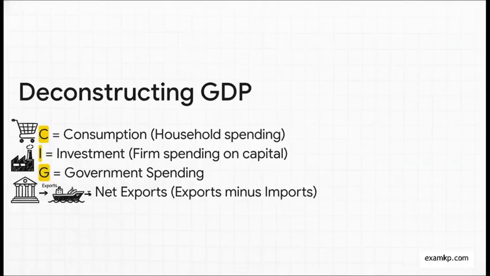C is that consumption we just talked about, everything we spend as households. I is investment. That's all the spending by businesses on new factories and equipment. G is government spending on things like roads and schools. And finally, you have X minus M, which is net exports. Basically, what we sell to the world minus what we buy from it.